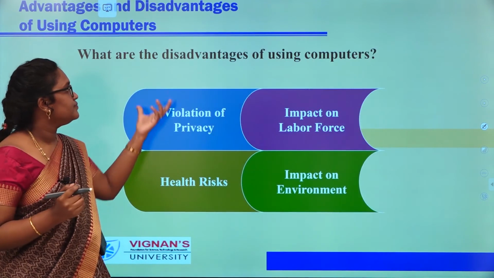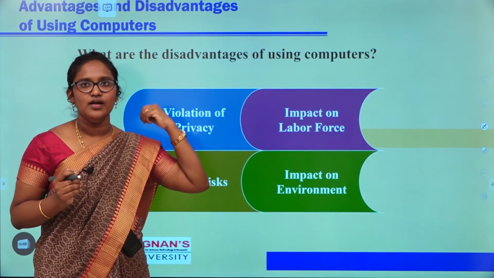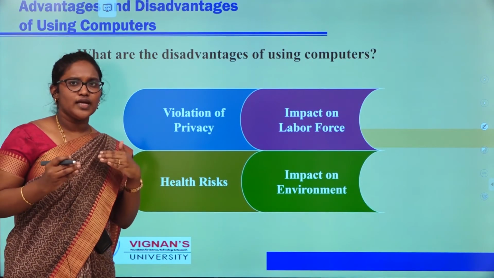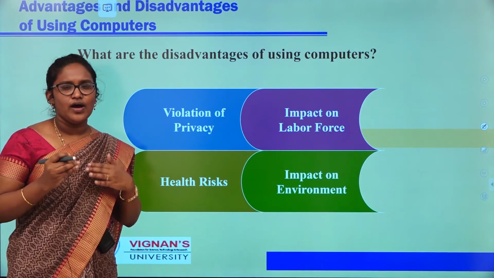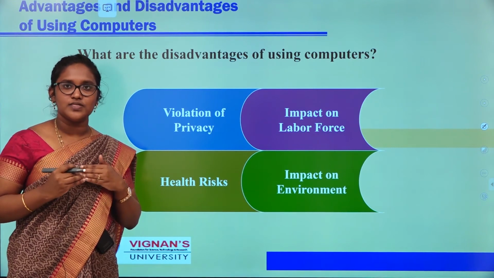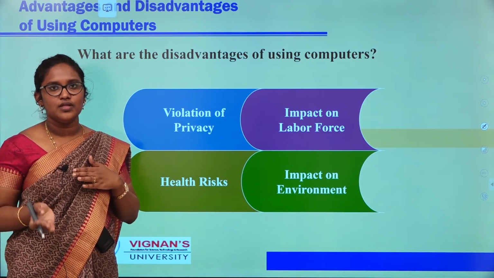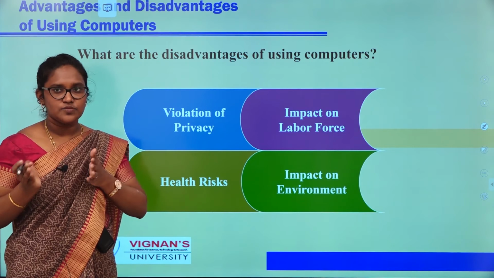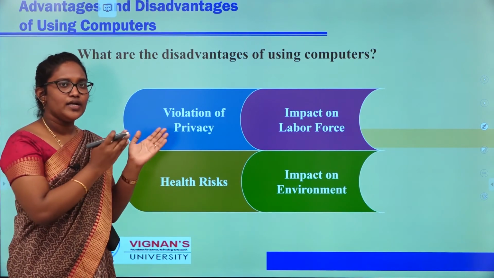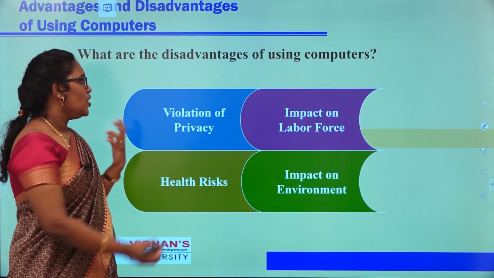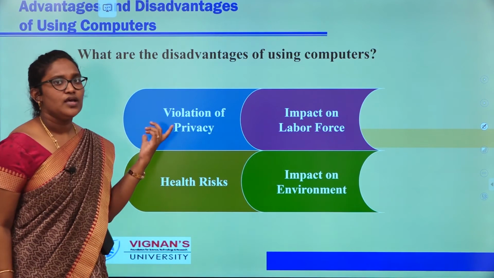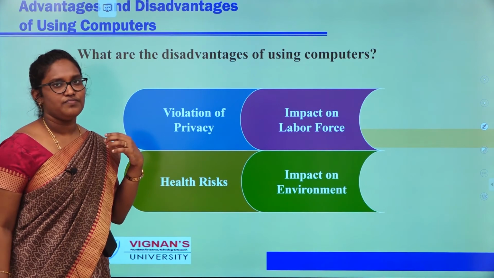Next one is disadvantages of a computer. You all know that whenever you have one particular device or object with you, it will have both flaws as well as advantages, right? We have already seen advantages. We will see the disadvantages. Violation of privacy. What is the meaning of violation of privacy?